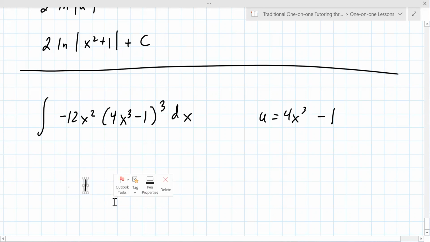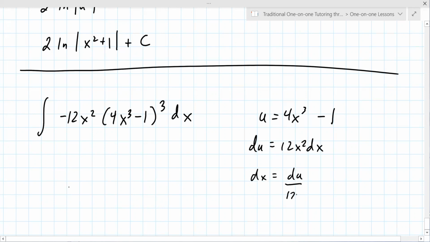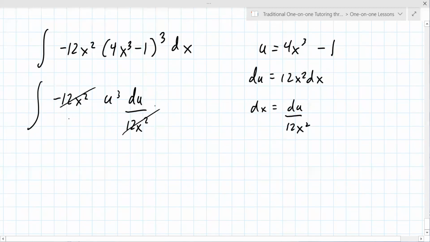so du. Let's go through it together. Du is 12x squared dx. So dx is du over 12x squared. So it becomes integral negative 12x squared u to the third du over 12x squared. So these cancel and you're left with negative u cubed du. Yes. Okay.